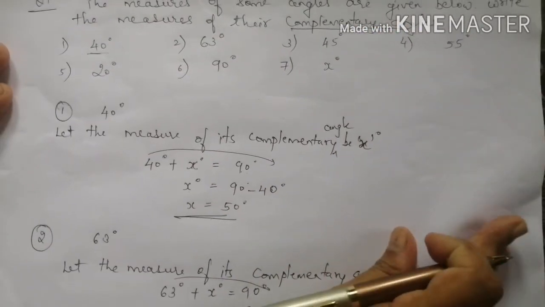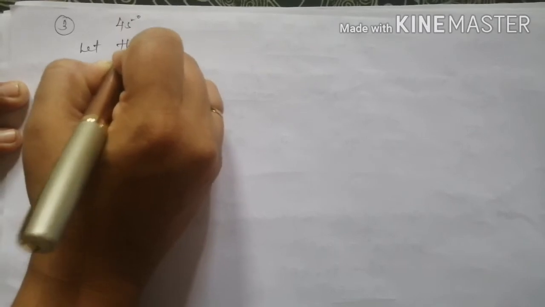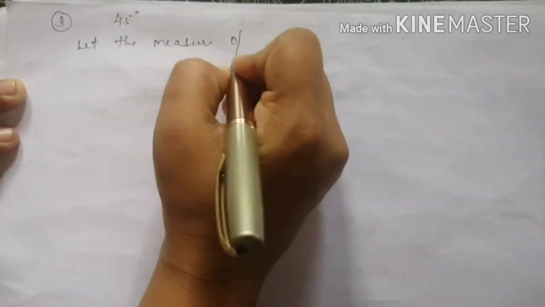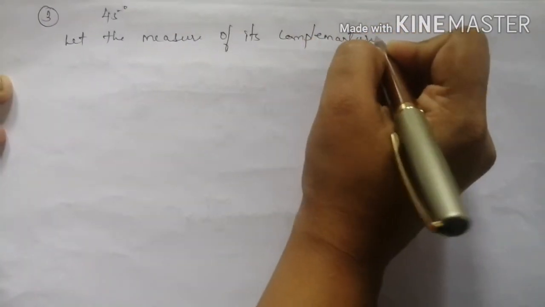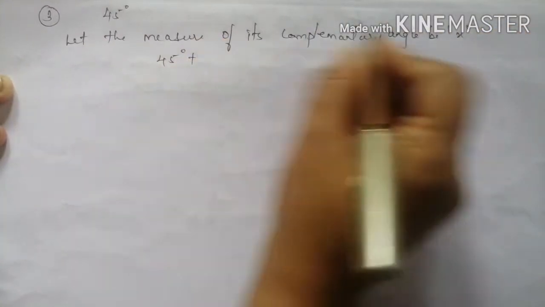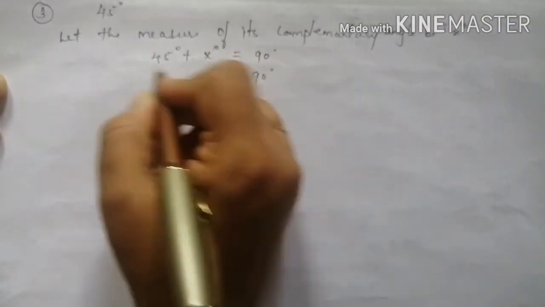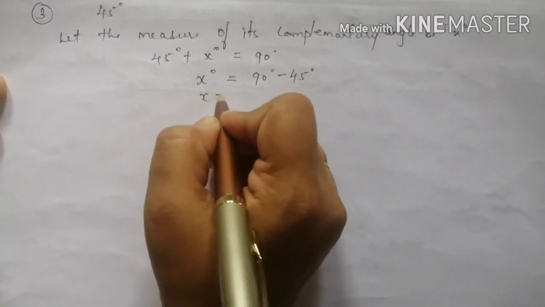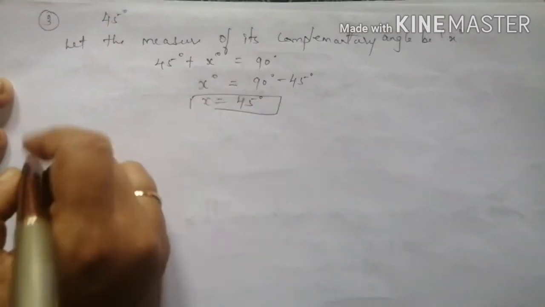Similarly, see the third one, 45 degree. So what is the first step? First step is same. Let the measure of its complementary angle be x degree. So 45 degree plus x is equal to 90 degree because the total is 90 degree for complementary angles. So x value we have to find. X will keep it on the left, 90 minus 45. So x is equal to 90 minus 45 is 45 degree. So complementary of 45 degrees is 45. 45 plus 45 is 90 degree.